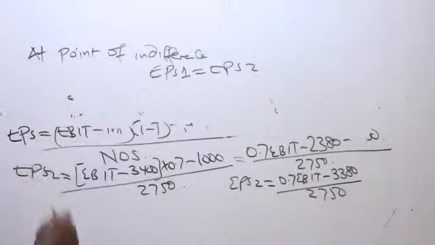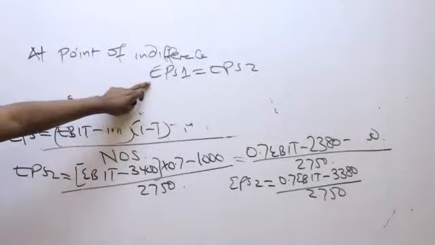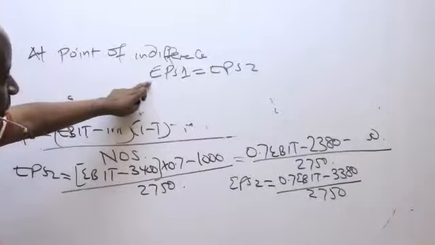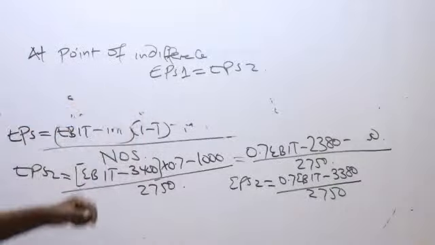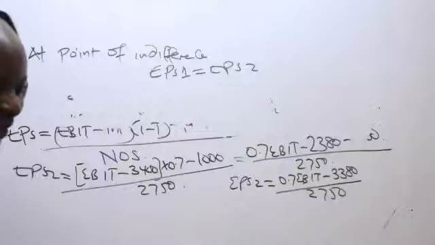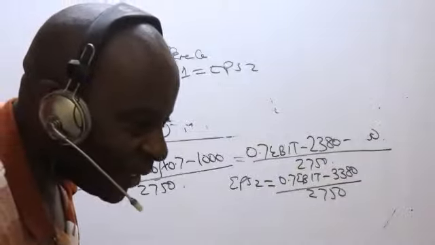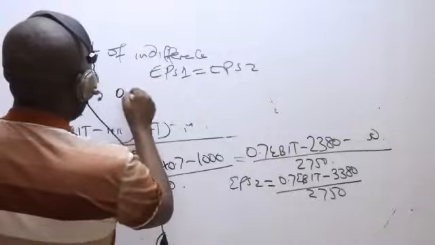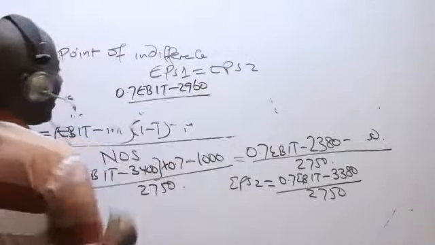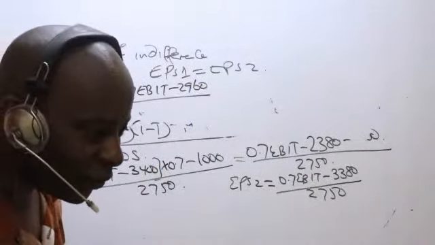Is there somebody who is able to remind us what EPS1 was? What is our EPS1? 0.7 EBIT, thank you very much. 0.7 EBIT minus 2960, all over 3,000.